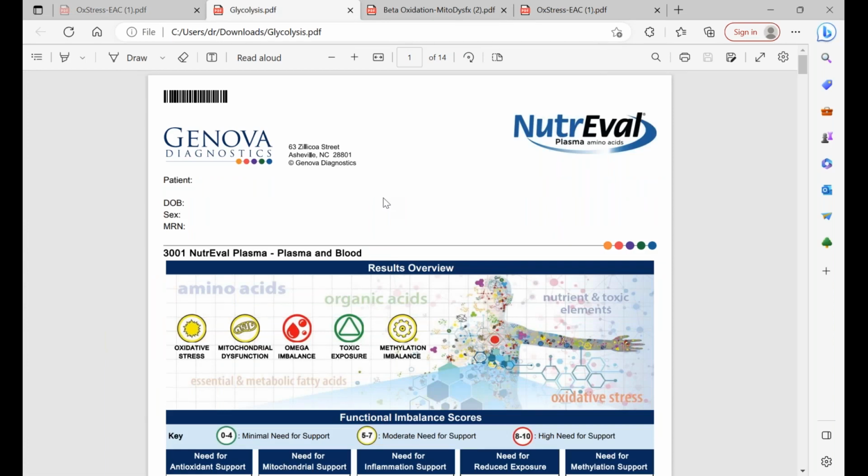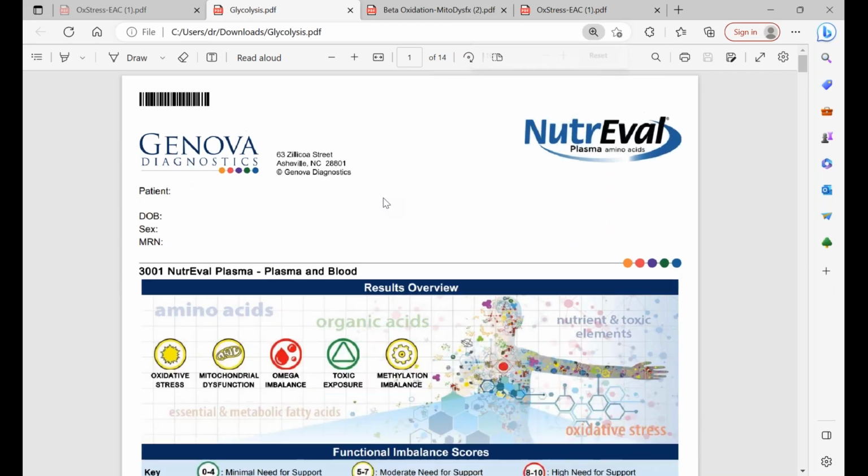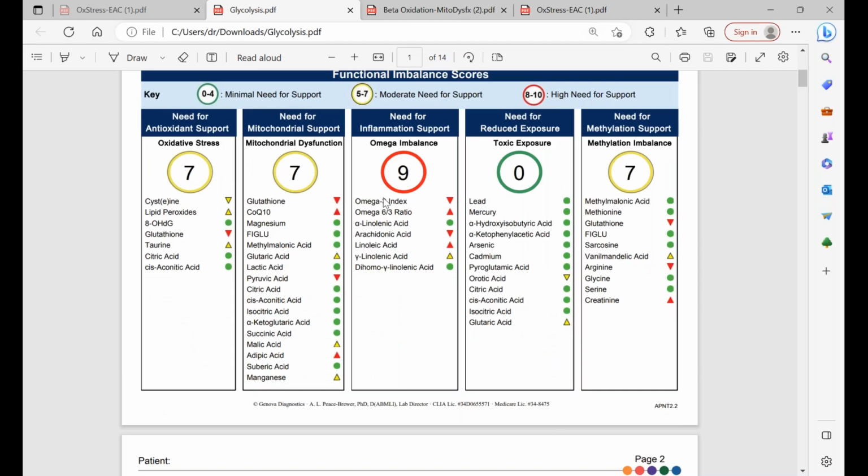Okay, I think we have time for one more, and then we can have some time for questions. So here's another NutriVal. And see, right on the display page here, you can see omega-3 index. That's what we talked about in the notes here. They also have these different ratios. If you really get into this, you can study those.